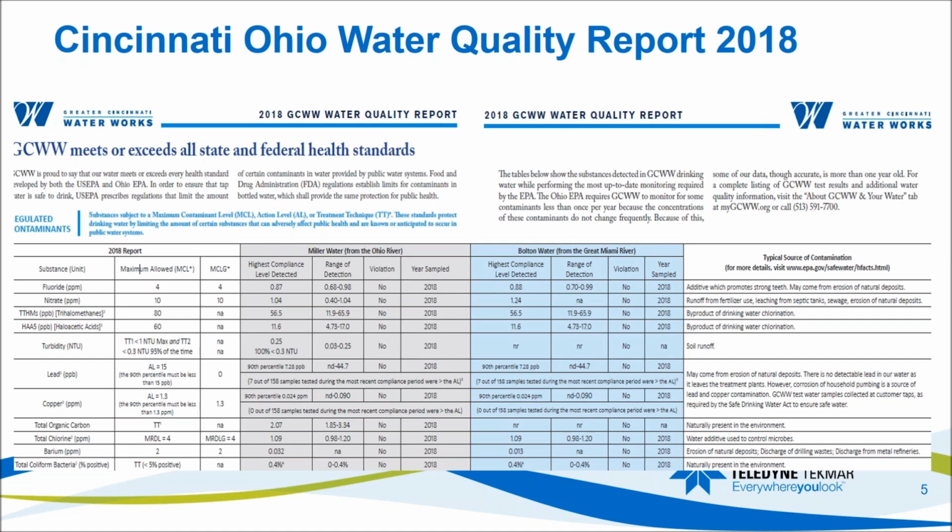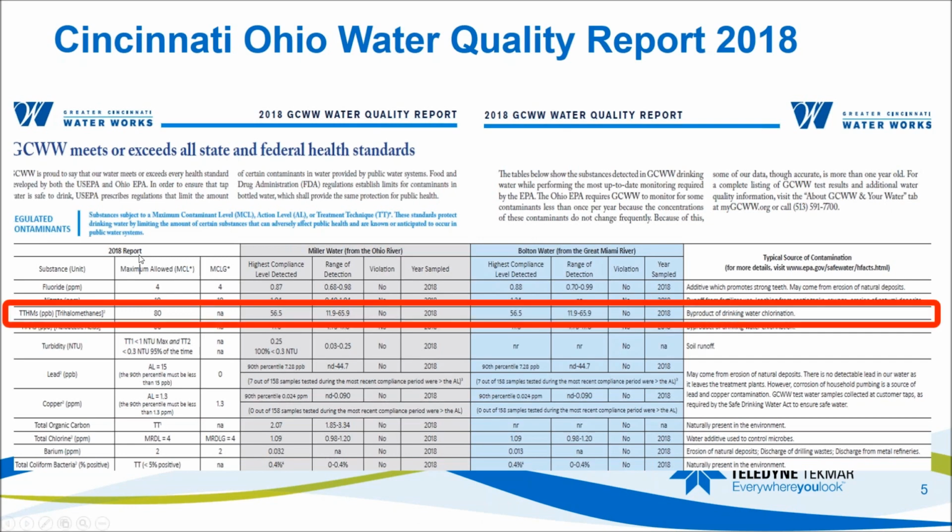Please note that the trihalomethanes, the highest compliance level detected in our water was 56.5 units, which is under the max allowed limit of 80 units, which I assume the units is in parts per billion. So if you see here, the maximum allowed is 80. The highest they detected in 2018 was 56.5. And remember, this is a byproduct of chlorination, and again, it's a public safety concern because it's a known carcinogenic.